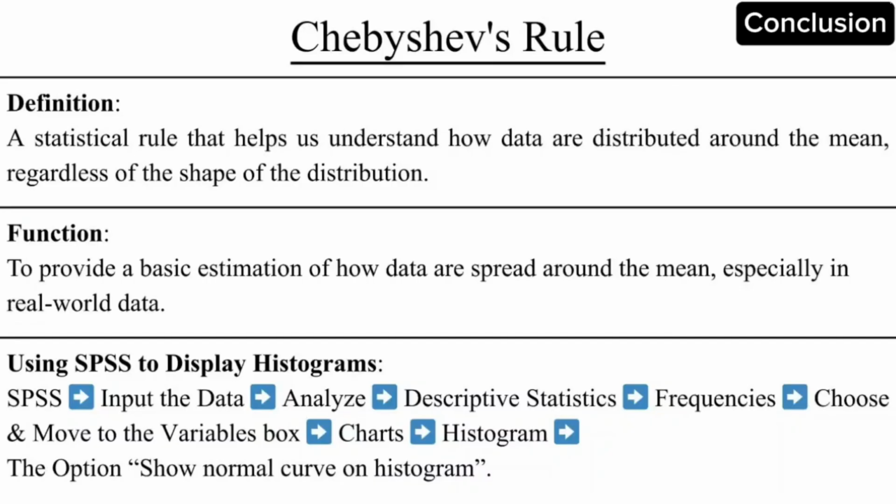And the last material, or the sixth, is Chebyshev's rule. It is a statistical rule that helps us understand how data are distributed around the mean regardless of the shape of the distribution. The function is to provide a basic estimation of how data are spread around the mean, especially in real-world data. At the bottom, we can see the tutorial on using SPSS to display histograms, step by step.